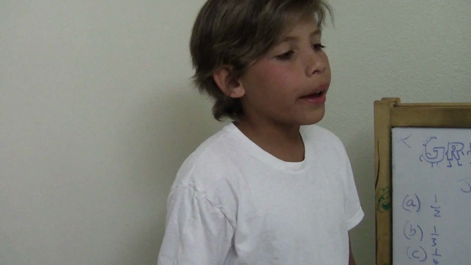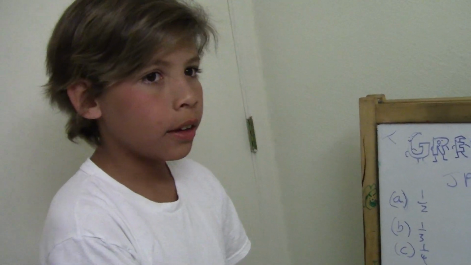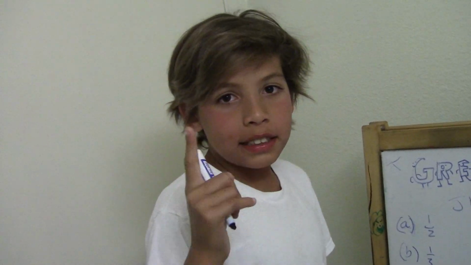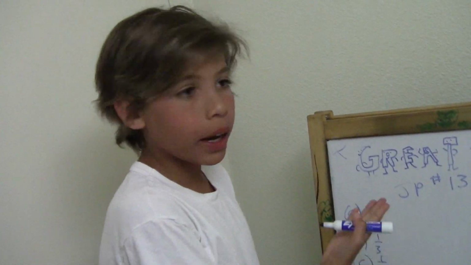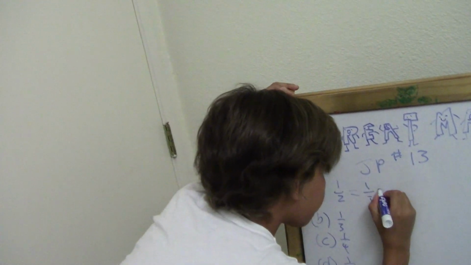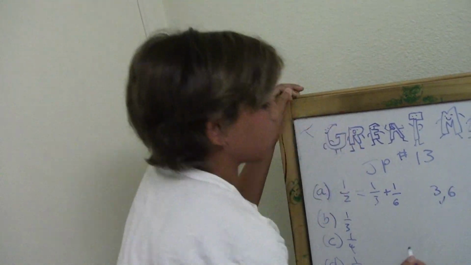Wait a second, we see something. 3/6, okay. Isn't 1/3 equal to 2/6? So if we use 1/6 and 1/3, which is 2/6, that would equal 3/6, which is equal to 1/2. But those are fractions, so that means it would be 3 and 6. So we already have our answer for A. So it's equal to 1/3 plus 1/6. So basically, 3 and 6 is our answer for A. See, now we get it, okay?